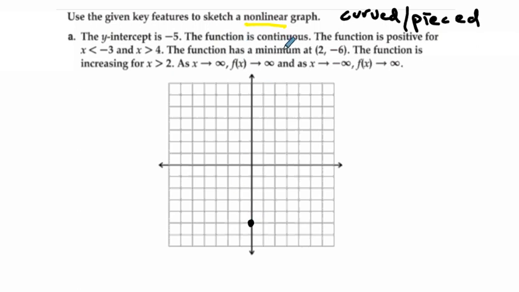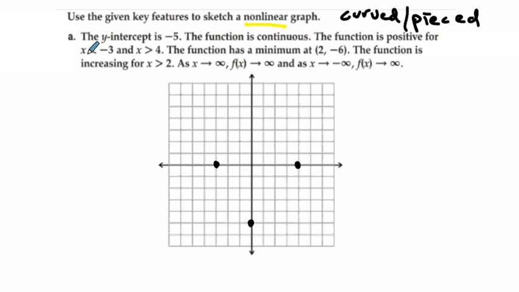That means it doesn't stop. It doesn't have any breaks in it. So it's not discrete. The function is positive. Now remember, when we're seeing something that's positive or negative, that means we're talking about an x-intercept, right? The function is positive for x is less than -3. That means I have an x-intercept at -3. And at x is greater than 4. So go 1, 2, 3, 4 over. So here's some intercepts here.